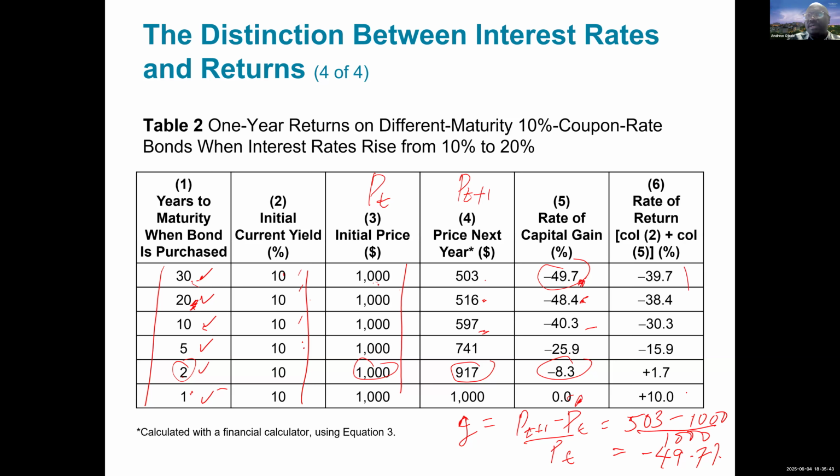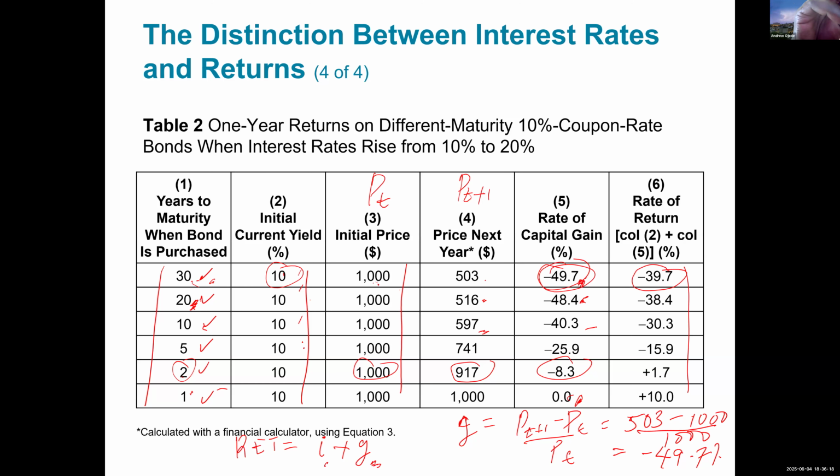And the last column, this is the column for return. Remember the formula for the return on a bond investment. You're going to add what? The guaranteed interest rate, the current yield on the bond, plus the rate of capital gains. So the guy who bought a 30-year bond, remember, they were promised to be paid 10%. So you're going to earn 10% plus the rate of capital gains, which is this number here. So 10% plus negative 49.7%. The rate of return for that investment is negative 39.7%.